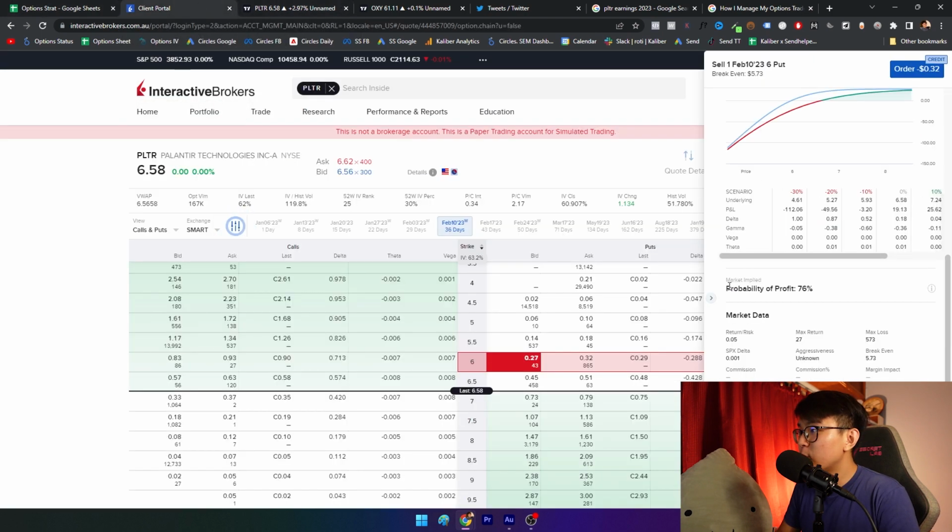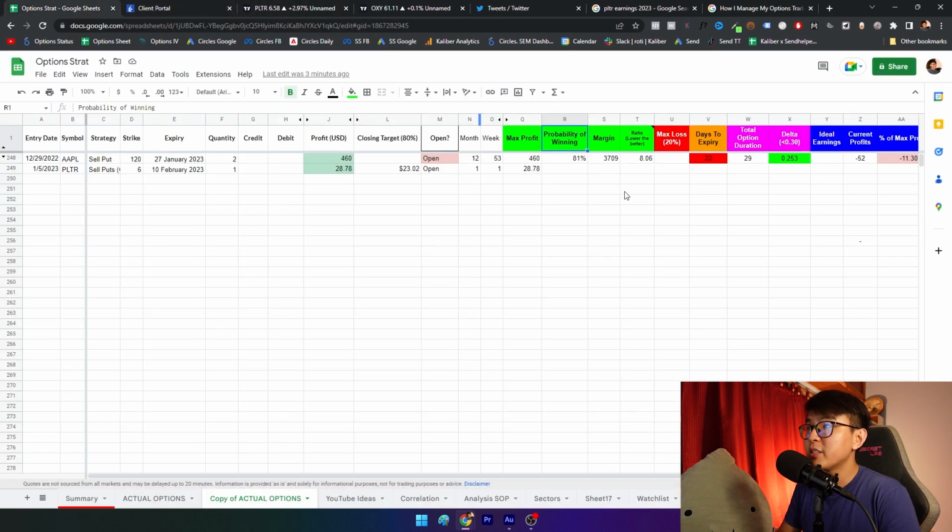So if you click around, this is where you'll find the probability of profit, which is 76%. 76%, you just copy it here. Then there's this next column called margins.